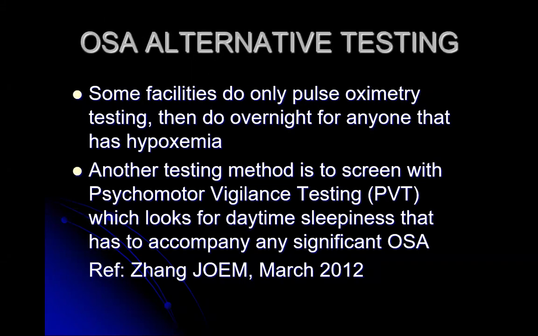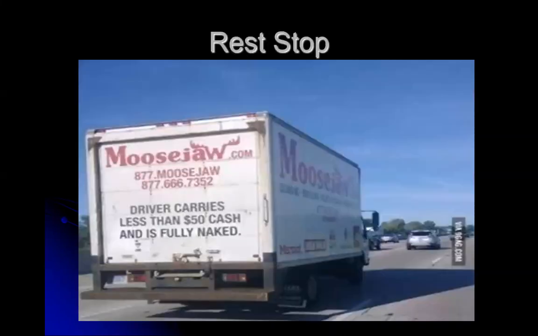Some facilities, by the way, like UC San Diego, a lot of places now, just do pulse oximetry. They don't even give people sleep monitors. They just say, we're just going to take one of those little things and check your oxygen. If the oxygen doesn't drop much, then there's probably not much going on there, right? So that's a quick, cheap way to look for alternative testing for sleep apnea. There are other ways to do it, such as a psychomotor vigilance test. There's all kinds of stuff. But mind you, what's important to keep in mind is that there are still the portable units, the simple units. You don't need that overnight sleep study, okay?